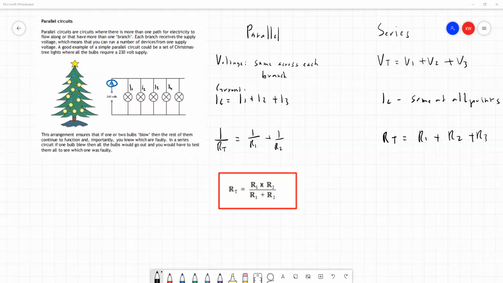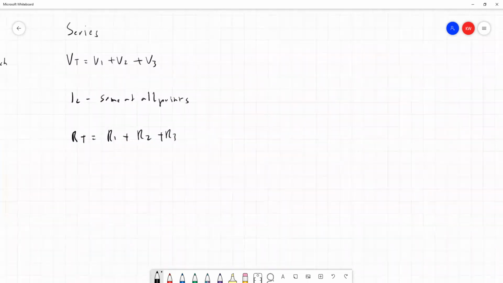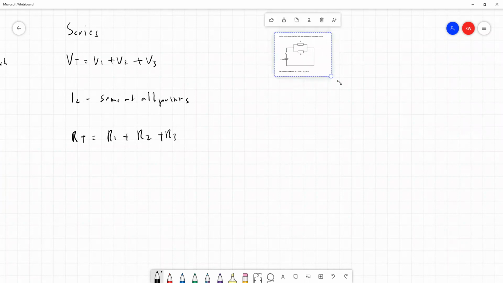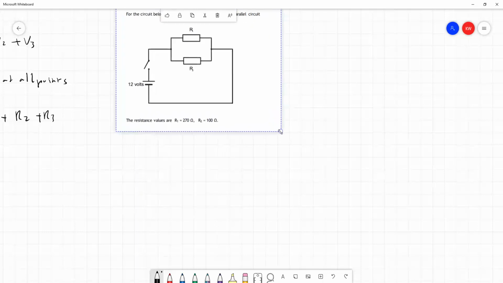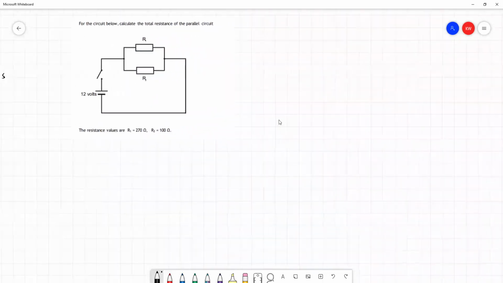So let's have a look at some worked examples of resistors in parallel. This first example comes from page 35 of the course notes. What it says here: for the circuit below, calculate the total resistance of the parallel circuit. So the total resistance of the circuit is going to be due to these 2 resistors connected in parallel.